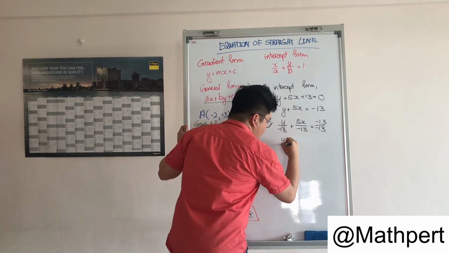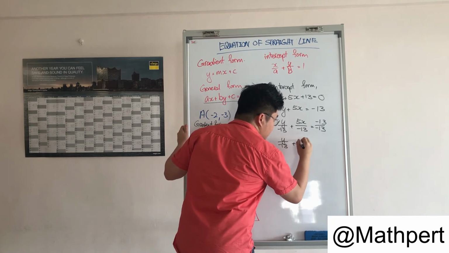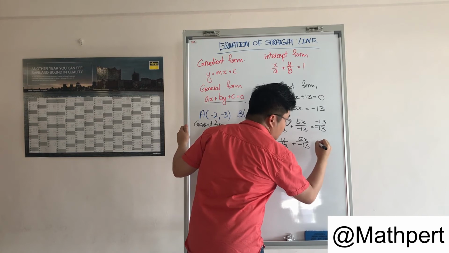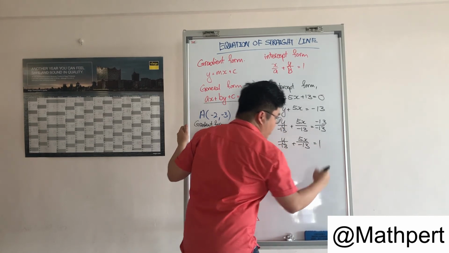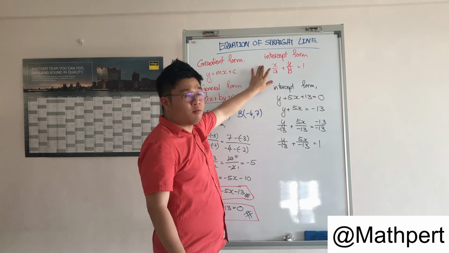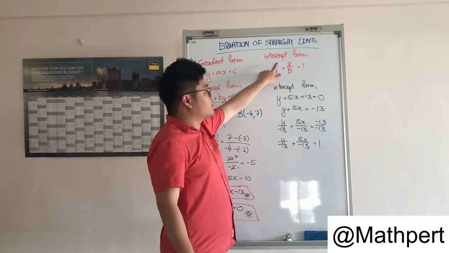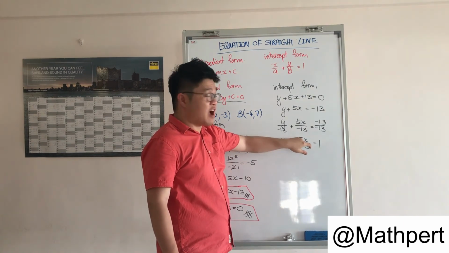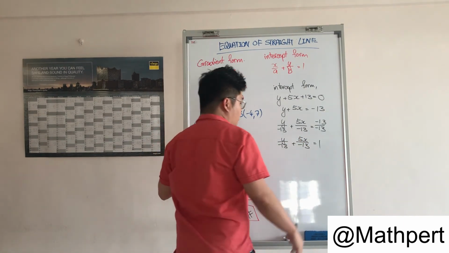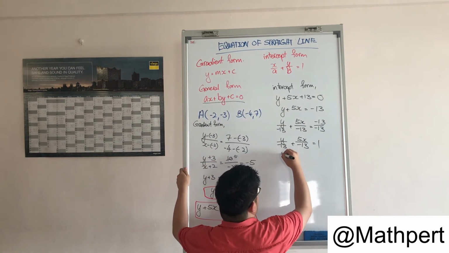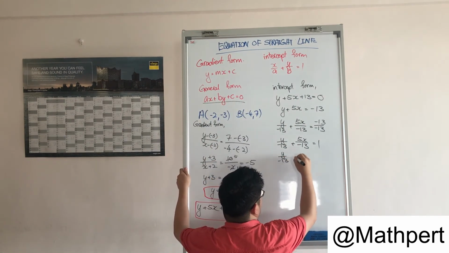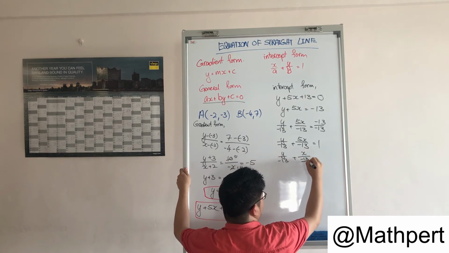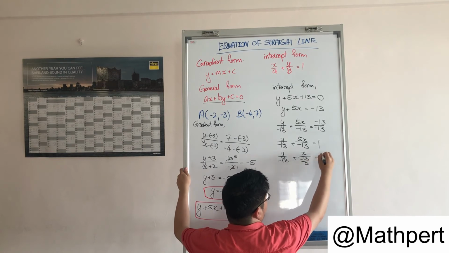So we will get y over negative 13 plus 5x over negative 13 equals 1. And notice the intercept form has 1x, 1y. We have 1y here, but we have 5x here. How should we change it? We will make it like this: y over negative 13 plus x over negative 13 divided by 5 equals 1.